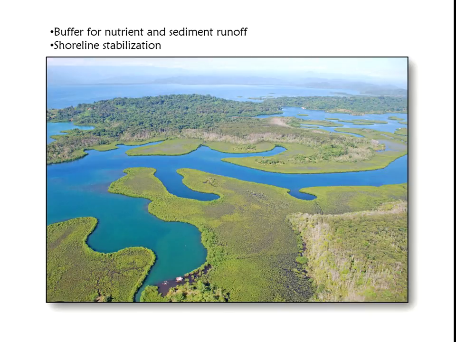So one of the things we learn about mangroves is that they are very important. They provide lots of important ecosystem functions, goods and services that people value. One of the ones we talk about most is they act as a buffer for nutrients and sediment runoff. In places where mangroves occur along these marine systems, a lot of sediments are washing off from the upland area. So the mangroves trap that and filter the water so that that sediment doesn't go into the sea. They also stabilize the shoreline.